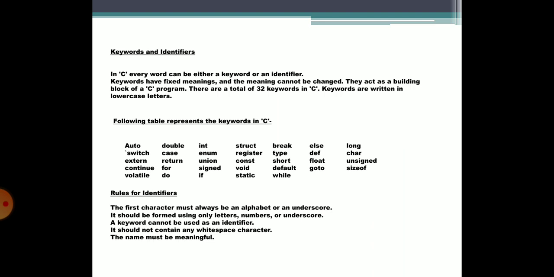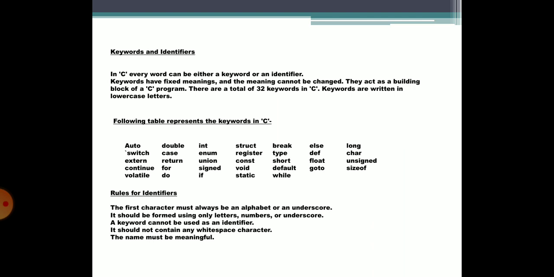There are a total of 32 keywords in C, and keywords are always written in lowercase letters. So let's see what the keywords used in C are.